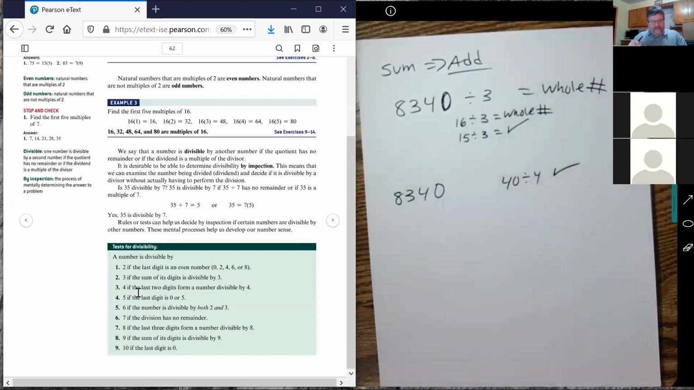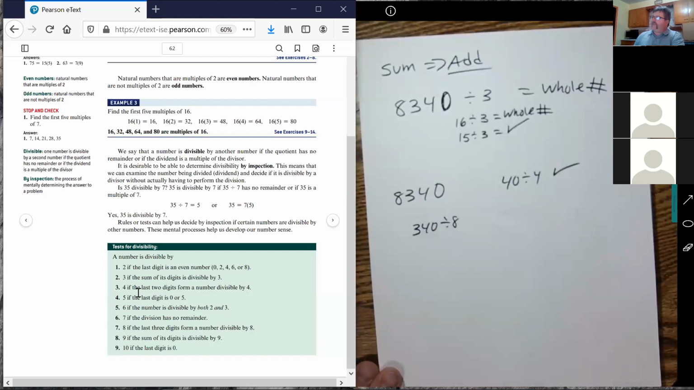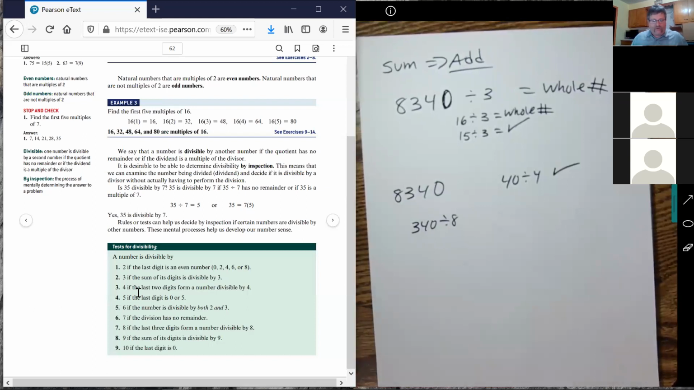8, if the last 3 digits form a number divisible by 8. Okay, so we're just going to grab the last 3 digits, 340. Can I divide 340 by 8? If the answer is yes, then 8,340 divided by 8 will also work.